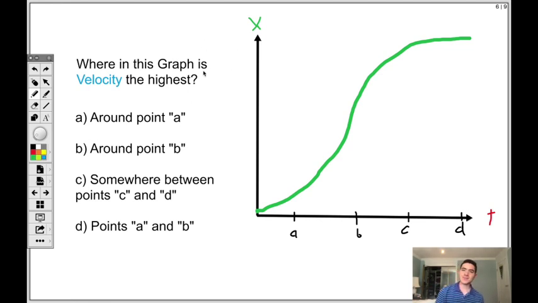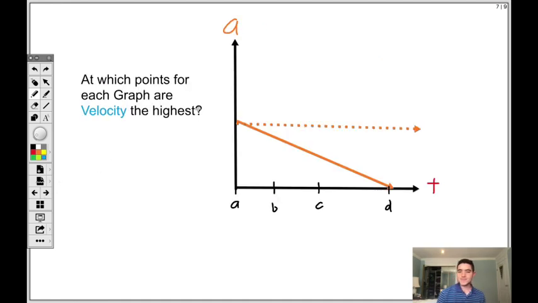Where in this graph is the velocity the highest? Here, you just have to remember that in a position time graph, the slope equals the velocity. So the question's essentially asking, where in the graph is the slope the highest? Between points C and D, the position and the displacement is highest, but the slope is almost 0. So the velocity is actually very low. But if you go to point B, then the slope is very steep, so the velocity will be very high. So the answer is B.